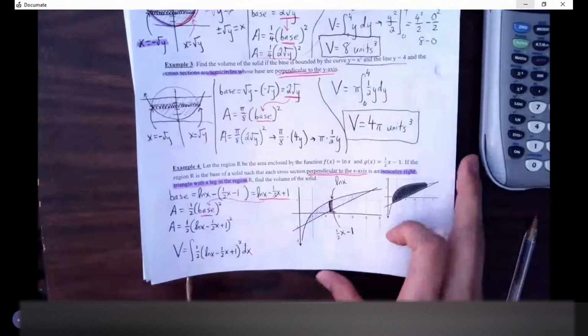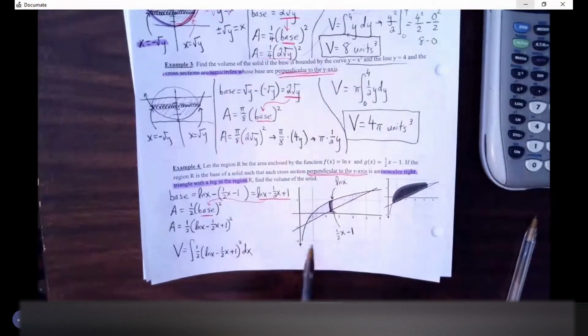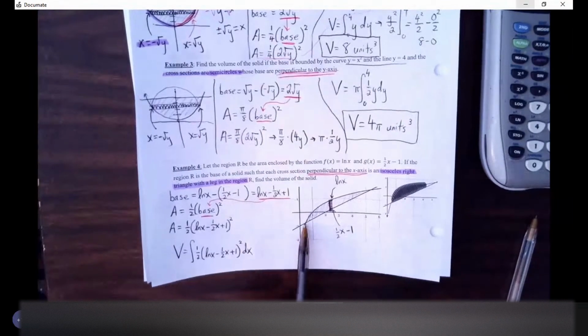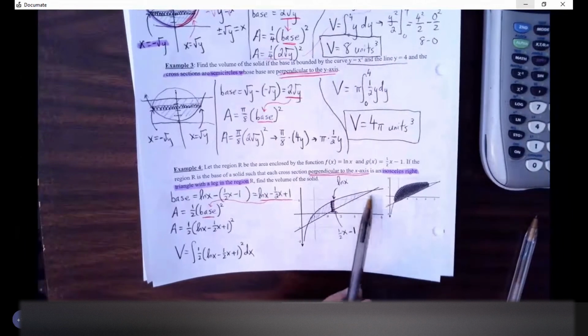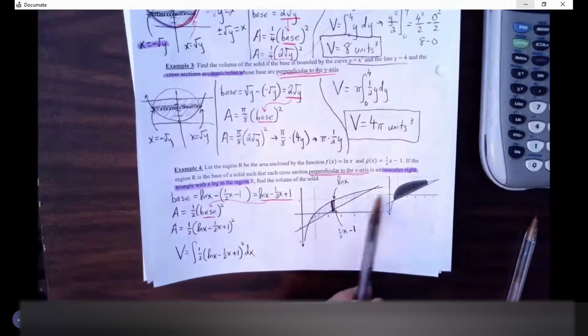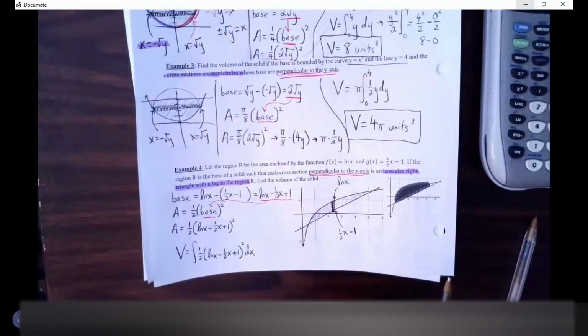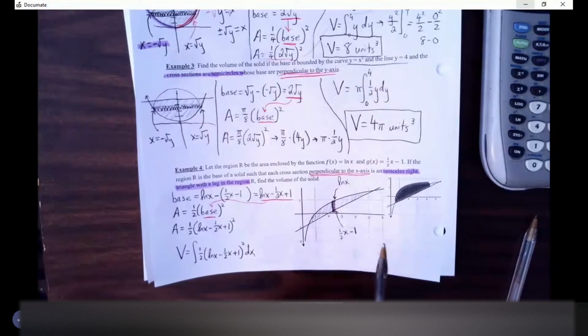So I'm missing my bounds. I know my bounds must be in terms of x. So I know it's going to be this x value and this x value. And we can tell that those x values are simply the intersection of natural log and 1/2 x minus 1. But it's going to be tough to work this out by hand. So we're going to use our calculators. We're going to find the intersections using our calculators. I'll show using the graphing first, and then I'll show using the 36 Pro.